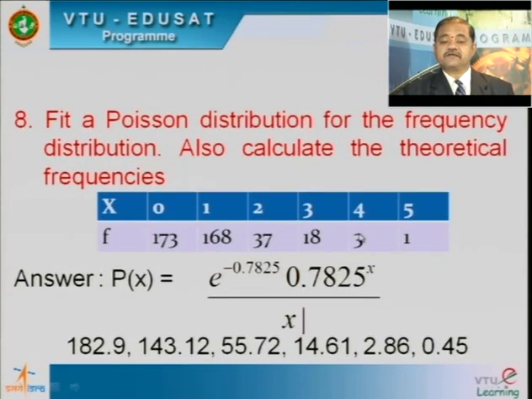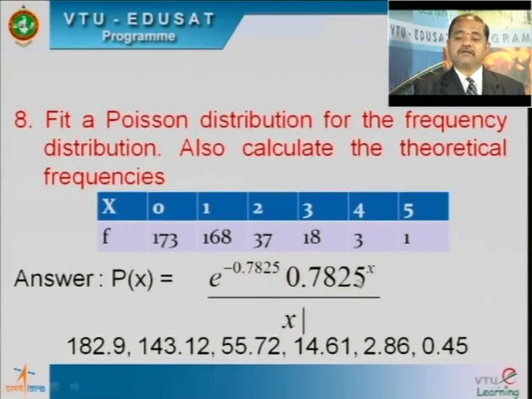Here the frequencies, as usual, find the mean value 0.7825, so e power minus 0.7825 power x by x factorial. Then sigma f, the total of this, multiply with this. So we take x is equal to 0, 1, 2, 3, 4 and 5, and calculate these values. Not exactly the same, but at least nearer values you may get.